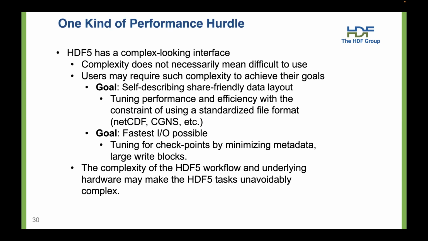So you can really have two goals for HDF5 performance. One, for example, if you're doing CGNS where you have to conform to certain standards, so you have to have a certain number of data sets created. There you may be willing to sacrifice some performance for a more self-describing and standard compliant file format. The other one is you just want to do the fastest I/O possible, maybe if you're doing checkpointing. In that case, you probably want to minimize the extraneous metadata that you're not using, and then write the largest blocks possible.